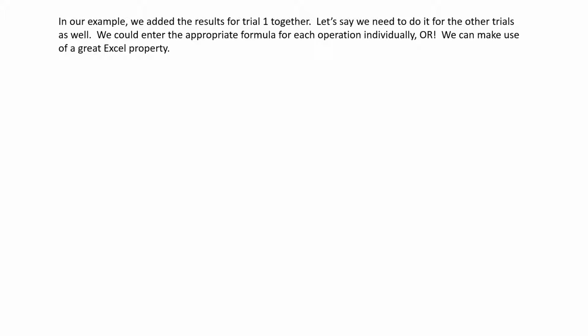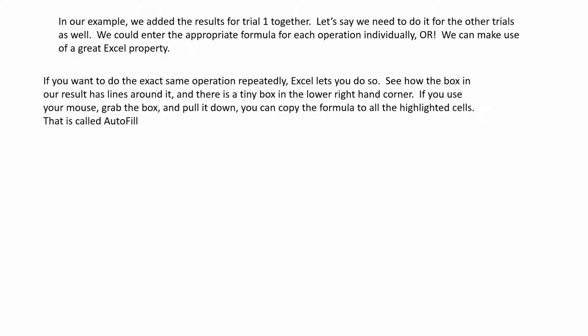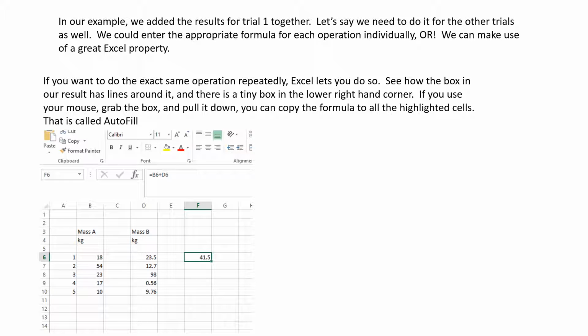In our example, we added the results for trial 1 together. Let's say you have to do this for the other trials as well. You could enter the appropriate formula for each operation individually, so type equal B plus F or D or whatever it happens to be. Or I can make use of a great Excel property. Watch this. If you want to do the exact same operation again, Excel lets you do so. See how the box in our result has lines around it, and there is a tiny box in the lower right-hand corner. If you use your mouse, grab that box in the lower right-hand corner and pull it down, you can copy the formula to all the highlighted cells. This is called autofill.